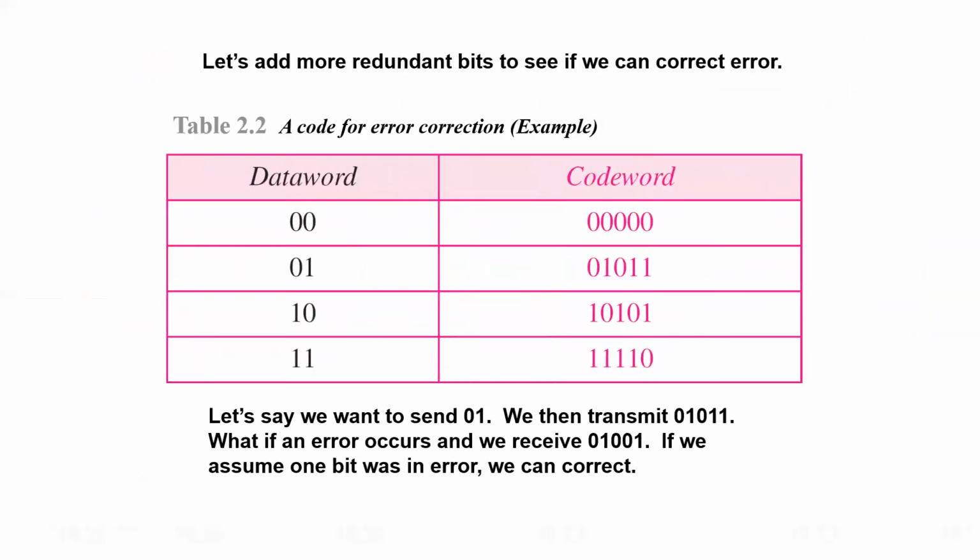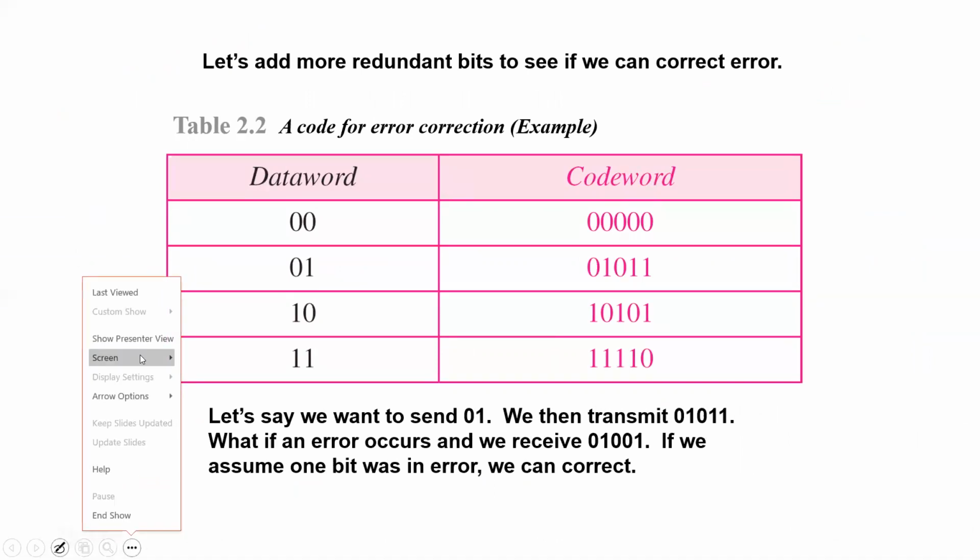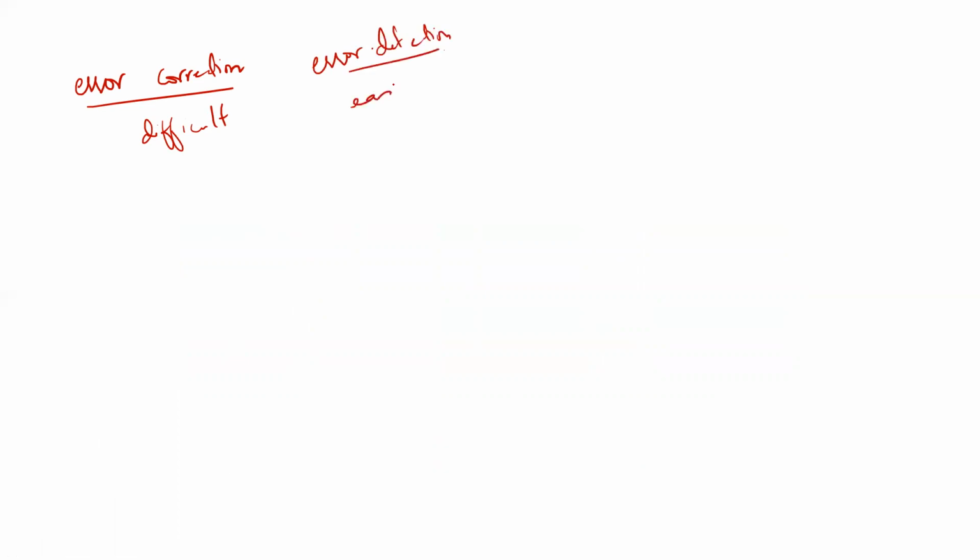So before we see the error correction, again I will give a brief overview. In the last class, as I have said, error detection is easier and error correction is more difficult. Error correction is difficult when compared to error detection, right?